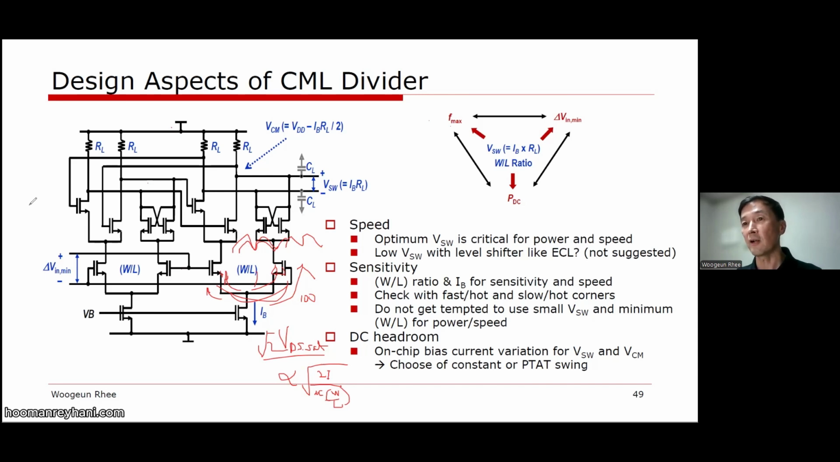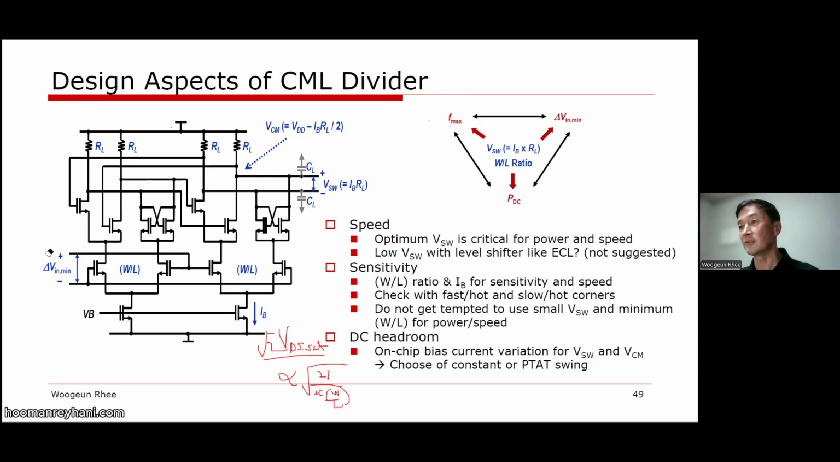So you must guarantee good input sensitivity, and input sensitivity comes from a large W ratio or a small current. When you increase the supply bias current for a given W ratio, input sensitivity becomes worse, so you must increase the W ratio. Once you increase the W ratio, this will increase the loading capacitance to the previous stage.